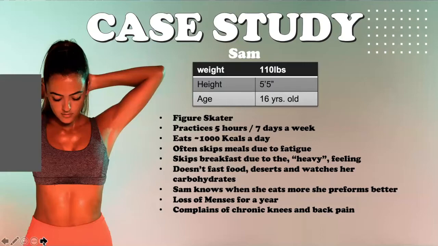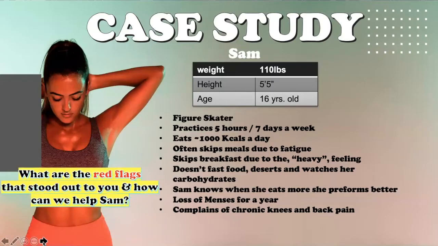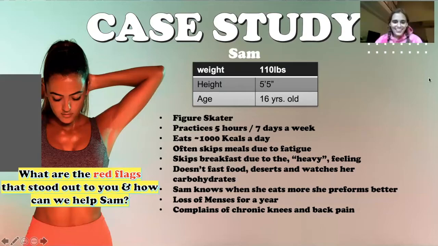And loss of menses for a year. So she hasn't had her menstrual cycle for a year. She often complains of chronic knee and back pain. What are the red flags that stood out to you, and how can we help Sam? Caroline, how can we help Sam?